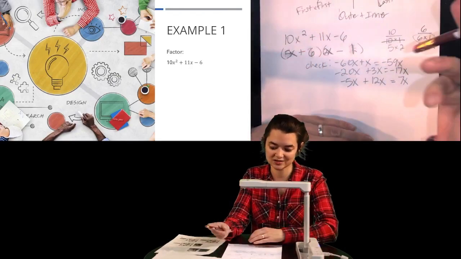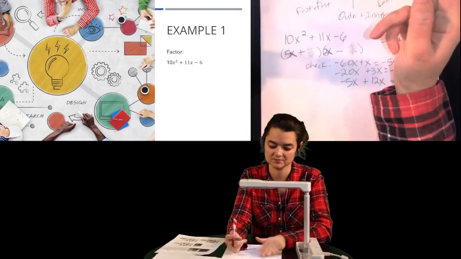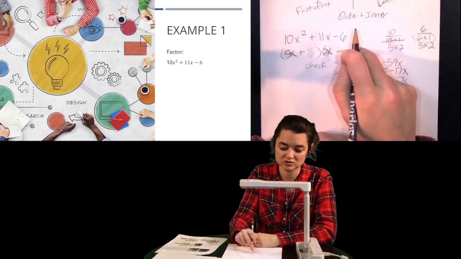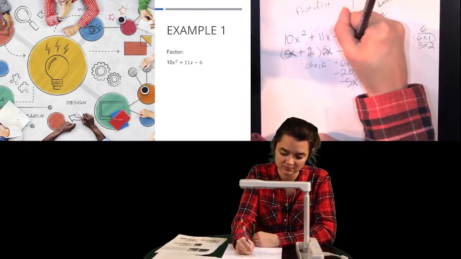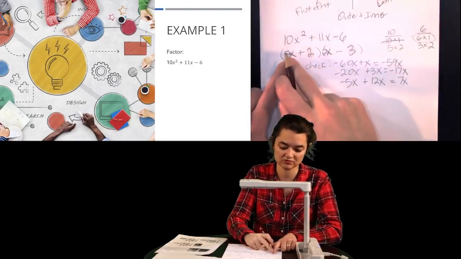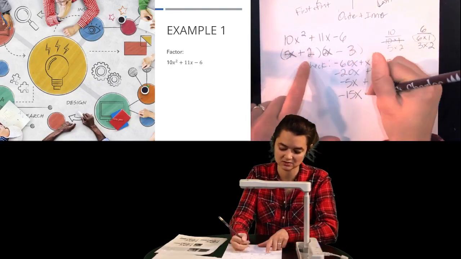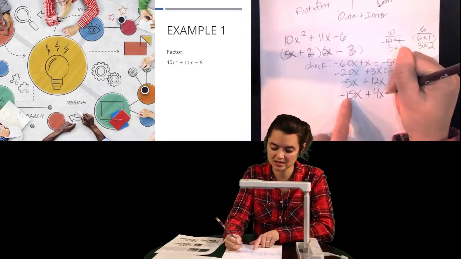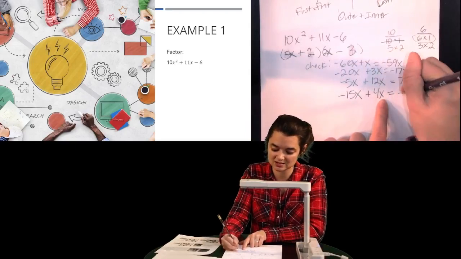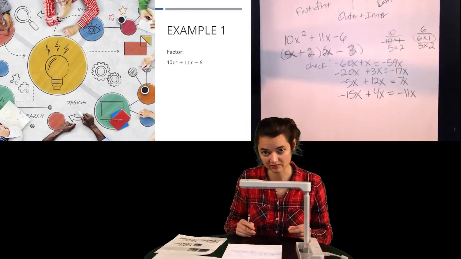So my last one is 3 and 2. So let's try that. I can guarantee the 2 is not going to go with the 2x, so I'm going to put it with the 5x. And let's double check this one. 5 times negative 3 would be negative 15x. 2 times 2x would be 4x. Negative 15x plus 4x is negative 11x, which is exactly the opposite of what I'm looking for.